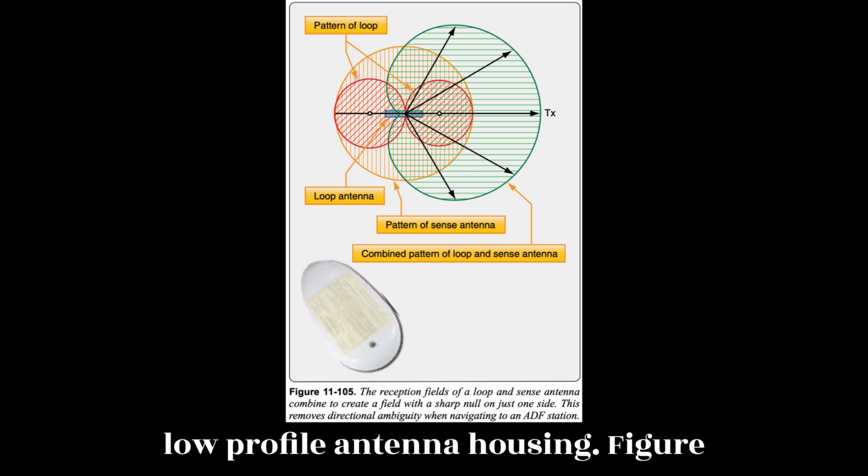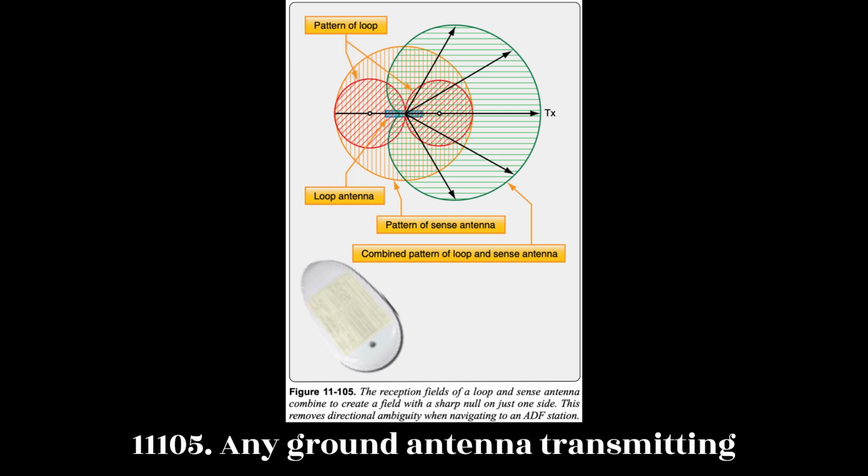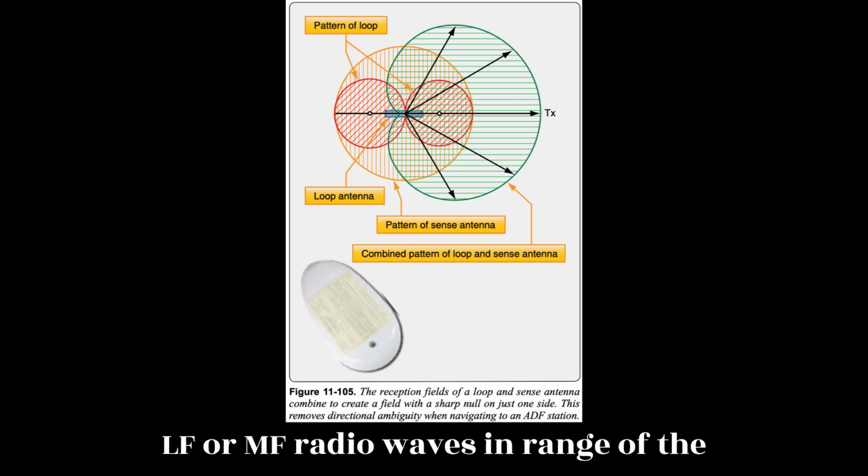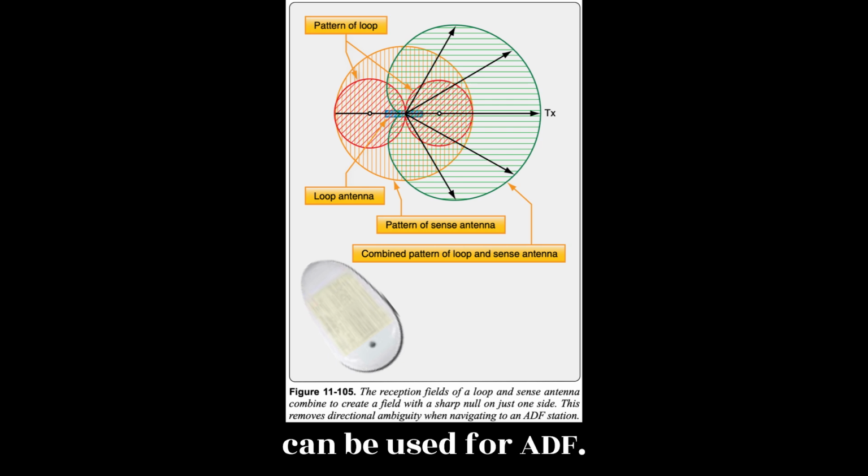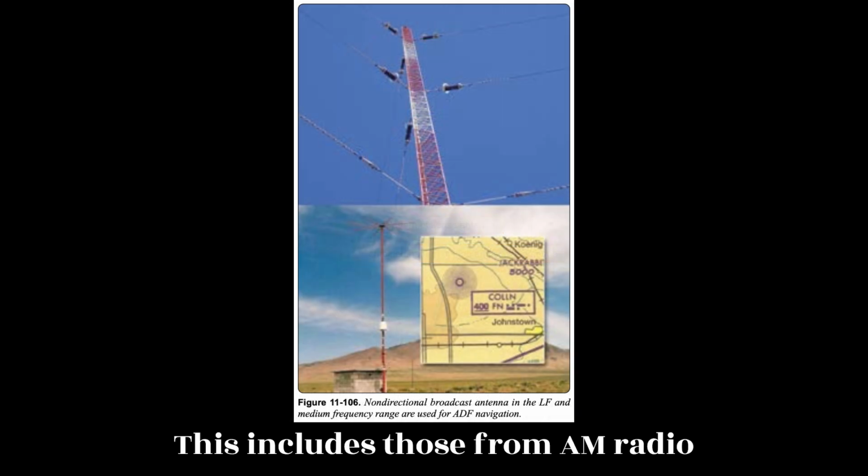Figure 11.105. Any ground antenna transmitting LF or MF radio waves in range of the aircraft receiver's tuning capabilities can be used for ADF. This includes those from AM radio stations.